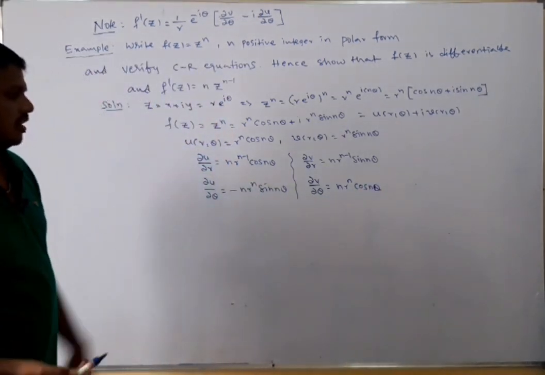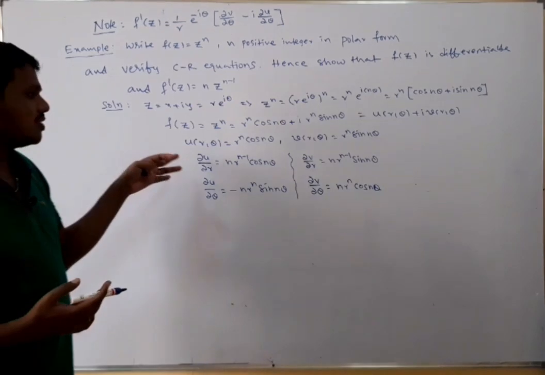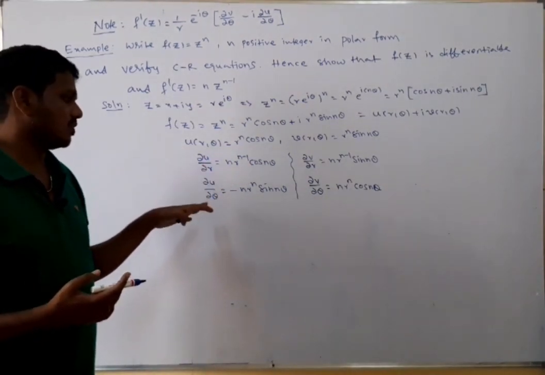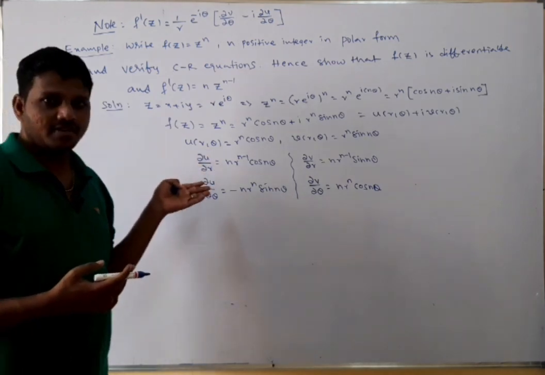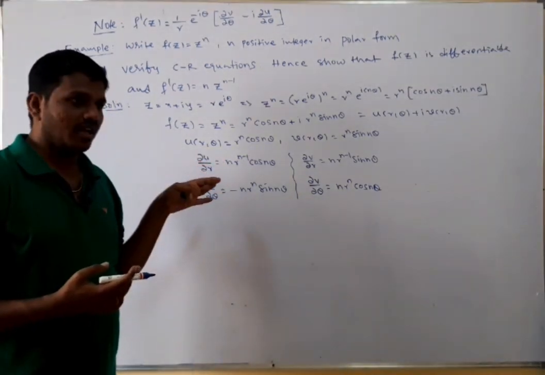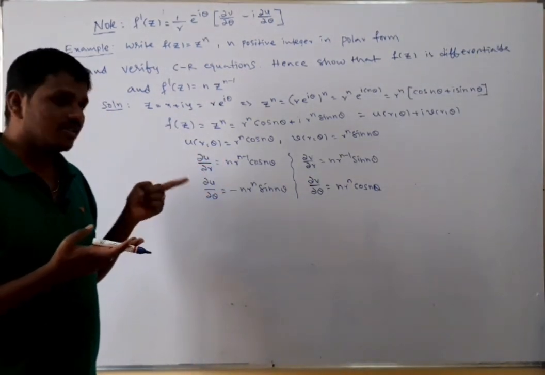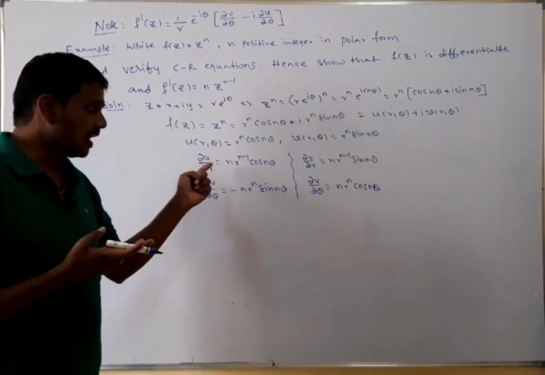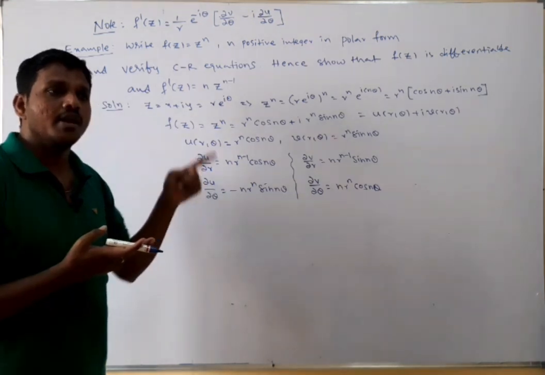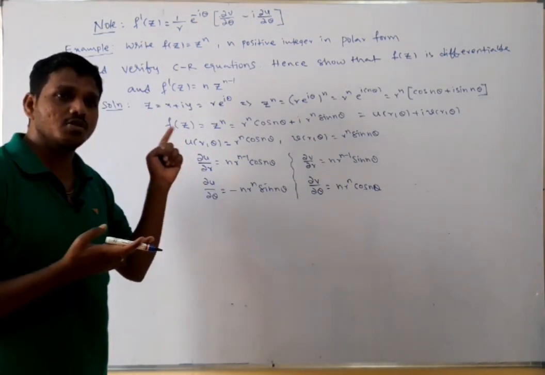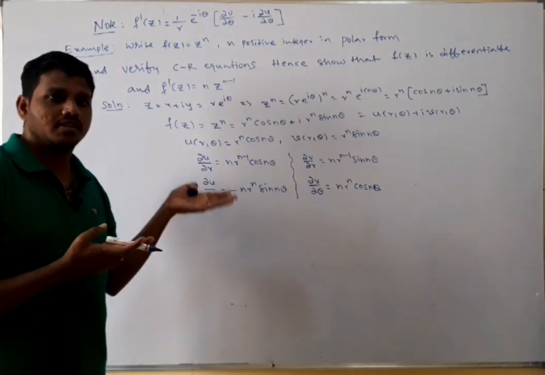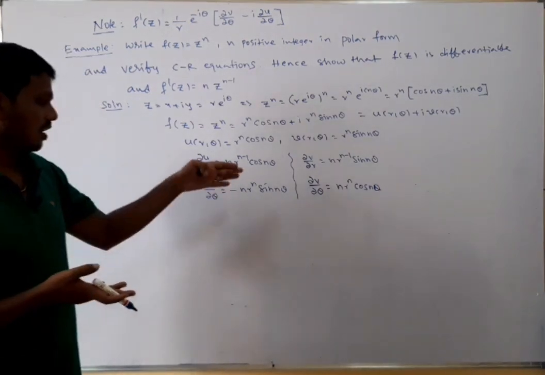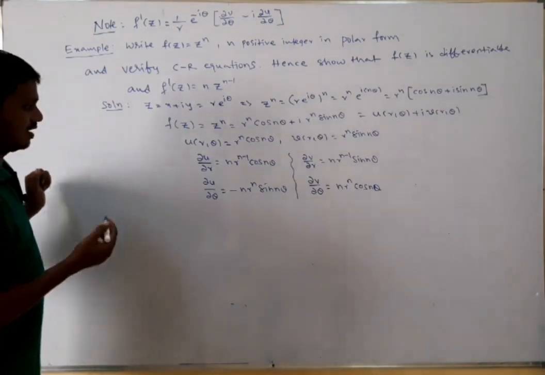Right, we have the partial derivatives, and each partial derivative is made of sin or cos or r to the power of n minus 1, but they are continuous everywhere, right? The partial derivatives are continuous. If the function satisfies the CR equations and the first order partial derivatives are continuous, then by the sufficient condition for the function to be analytic, f of z is analytic. f of z is analytic means f of z is differentiable. Okay, right, I'm going to verify the CR equations.